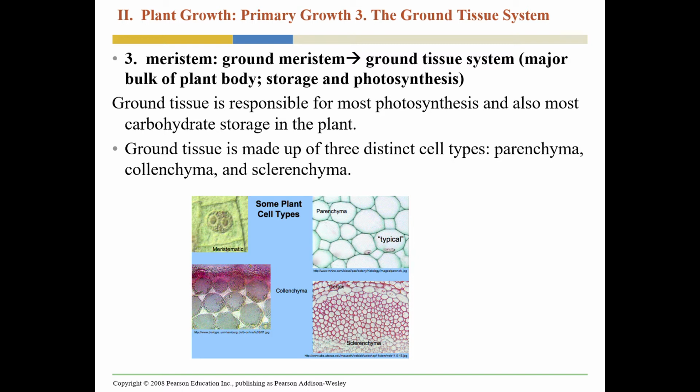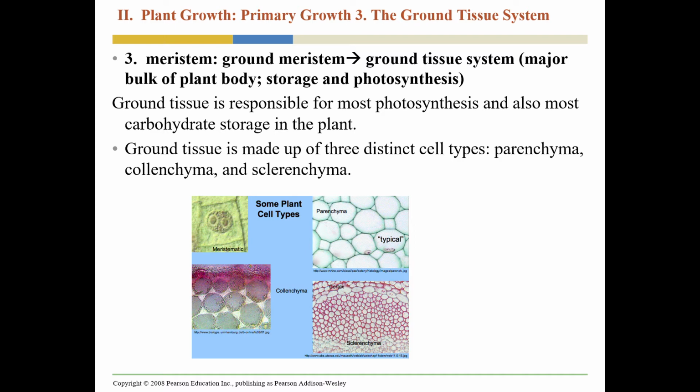And then the meristem can differentiate into ground meristem cells, which then form the ground tissue system, which is the major bulk of the plant body, used for storage and photosynthesis. So if it's not vascular tissue and it's not the skin, that single layer, the dermal tissue, everything else is the ground tissue system, the bulk of the plant. You have three types of ground tissue: parenchyma, collenchyma, and sclerenchyma.